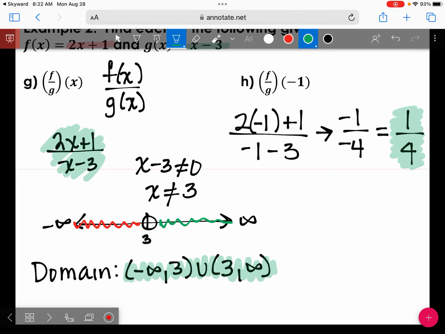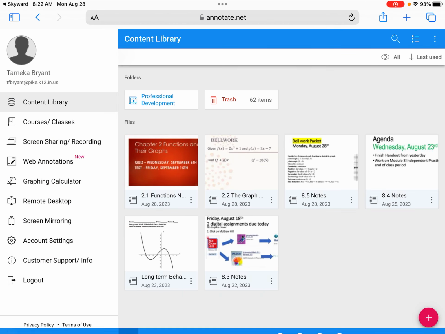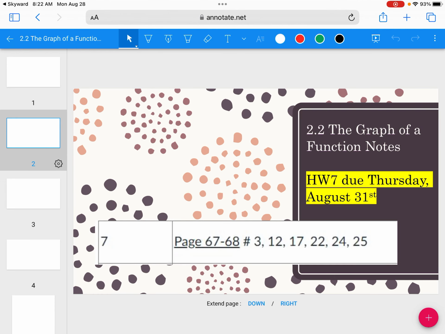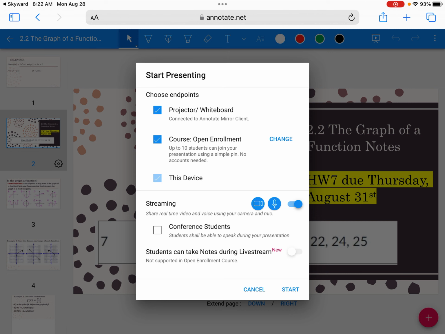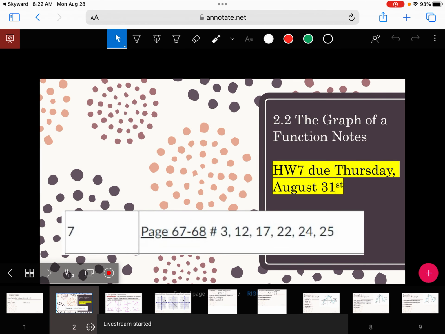All right, so let's go ahead and start 2.2. So 2.2 is over the graph of functions. Homework 6 is due tomorrow. That's over 2.1. Homework 7 is due Thursday, and that's over 2.2. And those are the questions for homework 7.